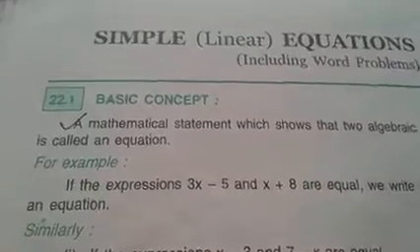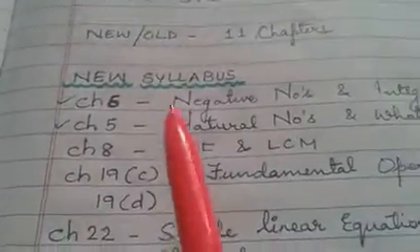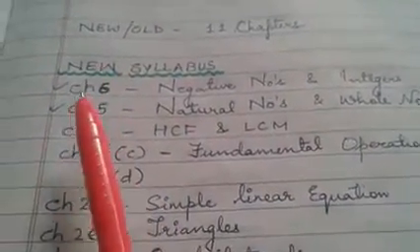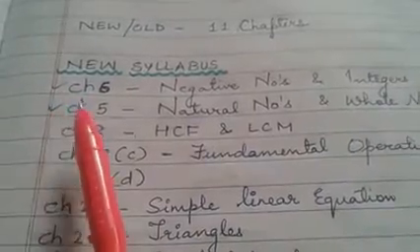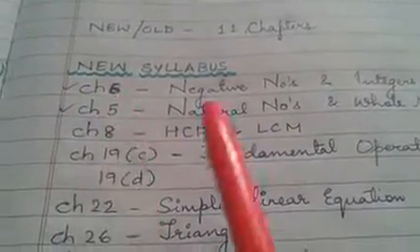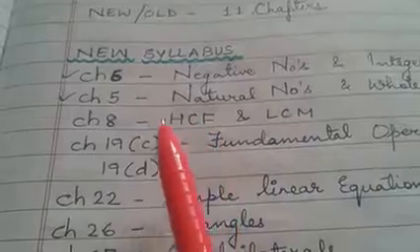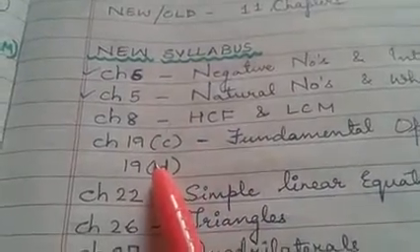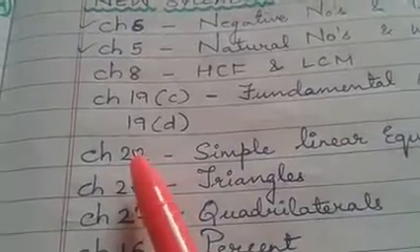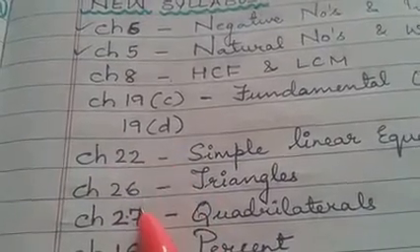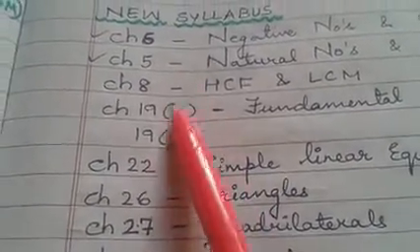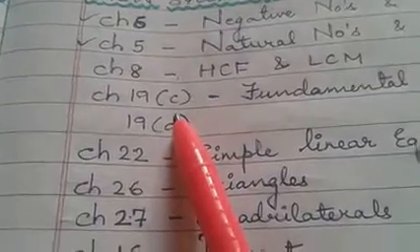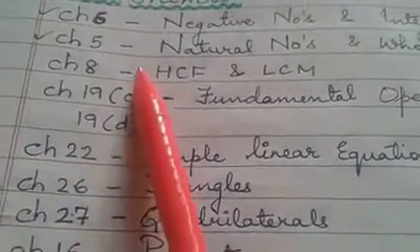We are on revision. So last video we have discussed chapter number 5 and chapter 6. So I think chapter number 8 and 19C, 19D you can manage. If you have any doubt you can ask. I'm going on chapter number 22 and 26 as they are important ones. Of course these two are also very important, but I think you will manage it.